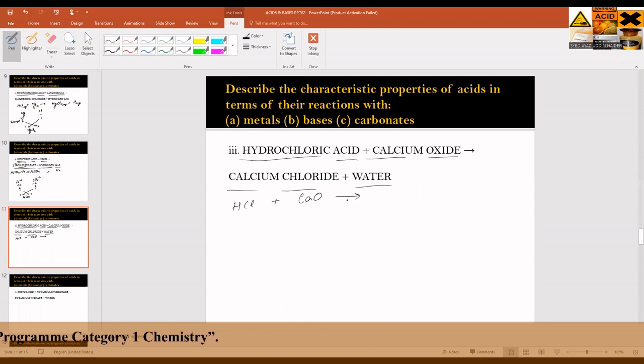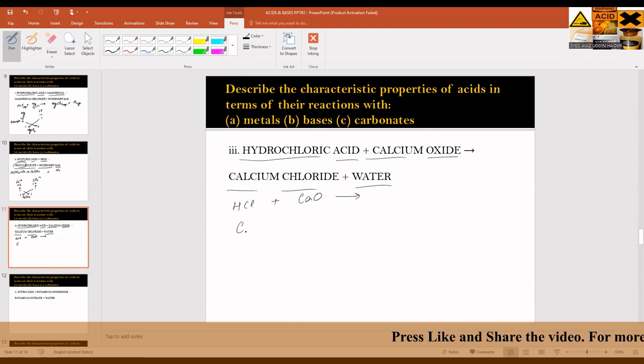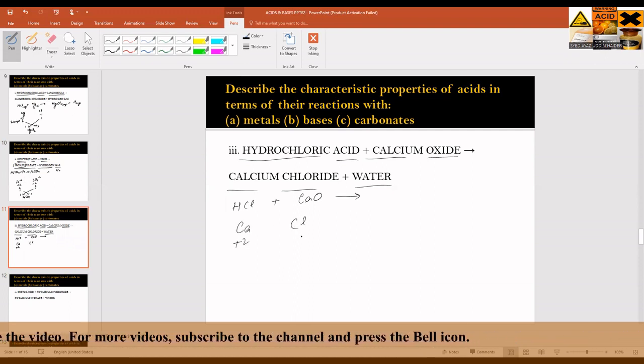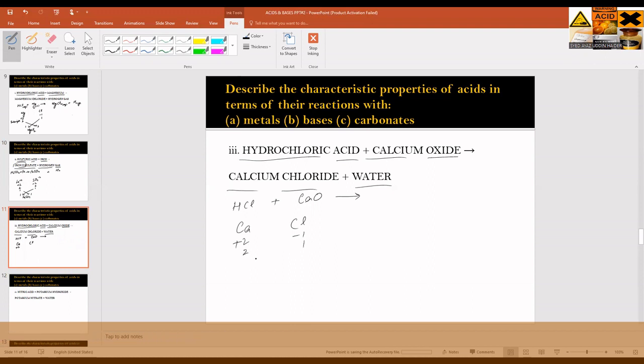Now predicting the formula, that is the compound formed between calcium and chlorine. Calcium belongs to group 2, so it must carry a +2 charge, chlorine -1. Ignoring their charges, now these numbers, which are subscripts, will be exchanged. You will get CaCl2. So the product will be CaCl2. The other product is water. Note one thing, I am not balancing these equations.